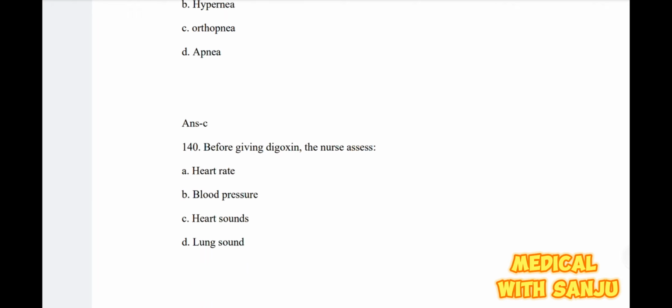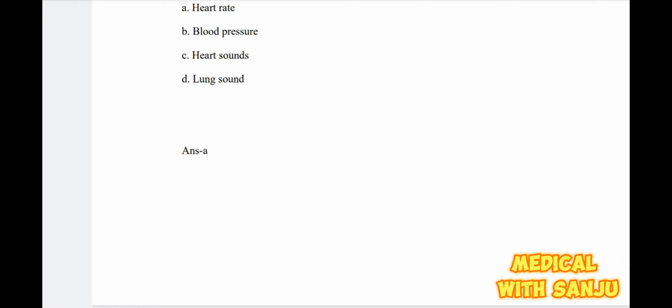Question number 140. Before giving digoxin, the nurse assesses option A heart rate, option B blood pressure, option C heart sound, and option D lung sound. Before giving digoxin, the nurse should assess heart rate. Option A is right answer.